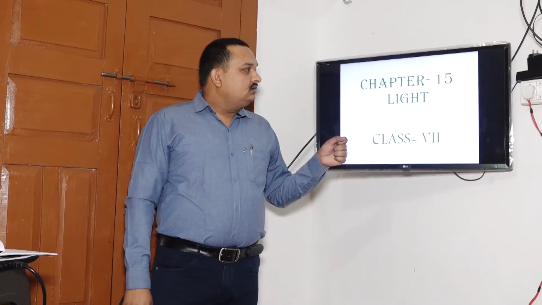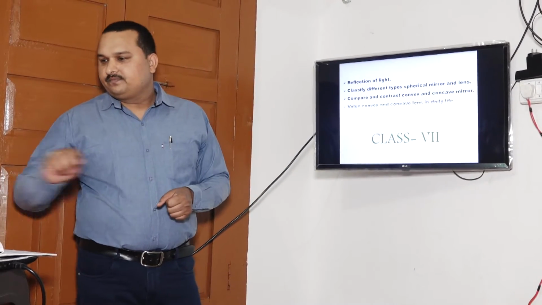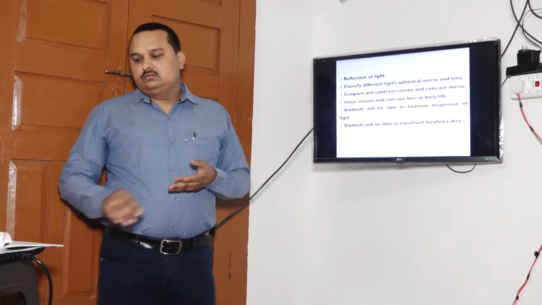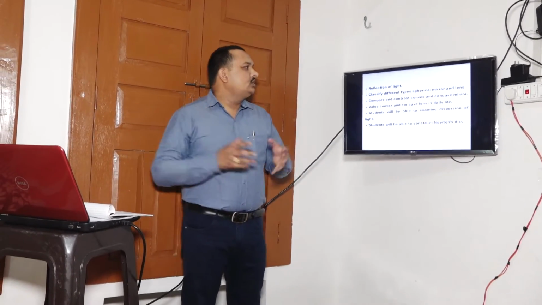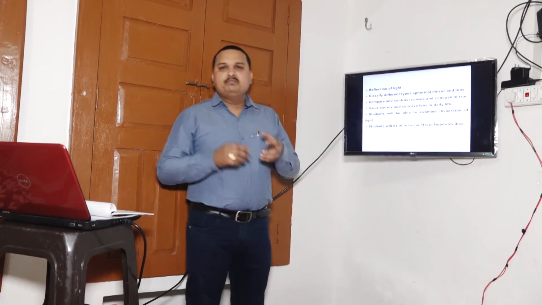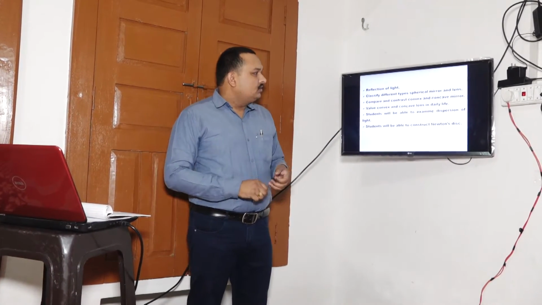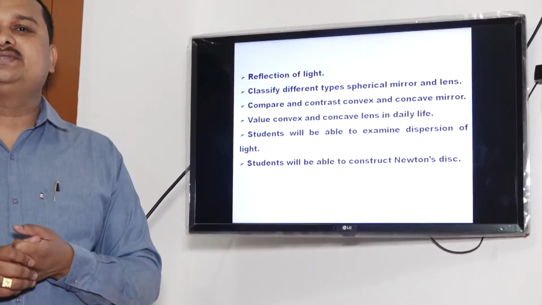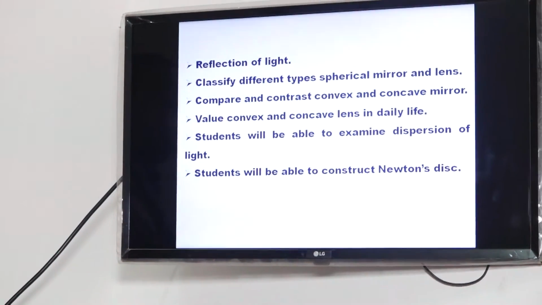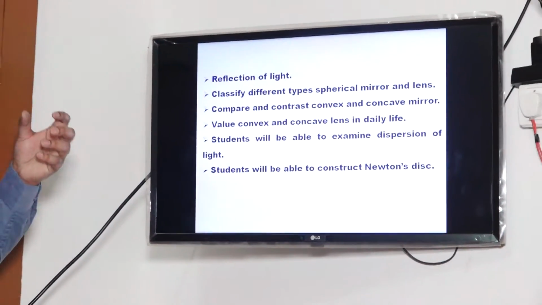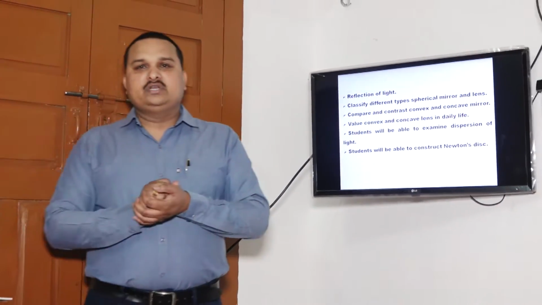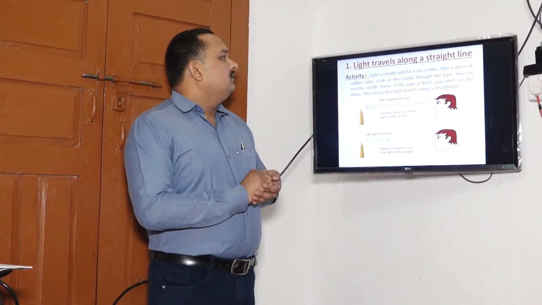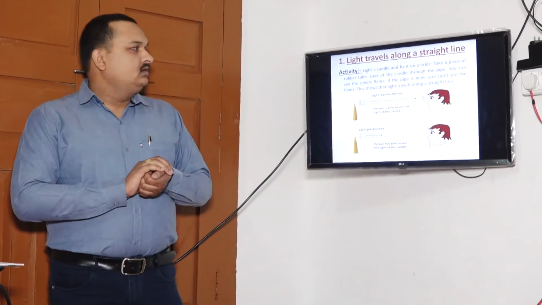This is Chapter 15, Light, Class 7. In this chapter we will study the reflection of light, classification of different types of spherical mirrors, and lenses, and compare and contrast the concave mirror and convex mirror, and the uses of convex and concave lenses in daily life. Students will be able to examine the dispersion of light, and students will be able to construct a Newton disc. So let's begin. My first topic: light travels along a straight line.